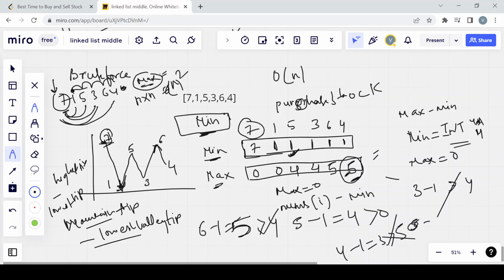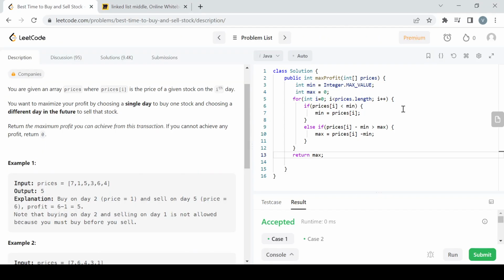So let's see the code for this. Okay, so we have initialized min as Integer.MAX_VALUE and max equal to 0. Now for each element we'll see whether price[i] is less than min. If yes, we'll change our min to price[i]. Else, if the difference price[i] minus min is greater than max, then we'll update our max to price[i] minus min. And please keep in mind this is if-else.